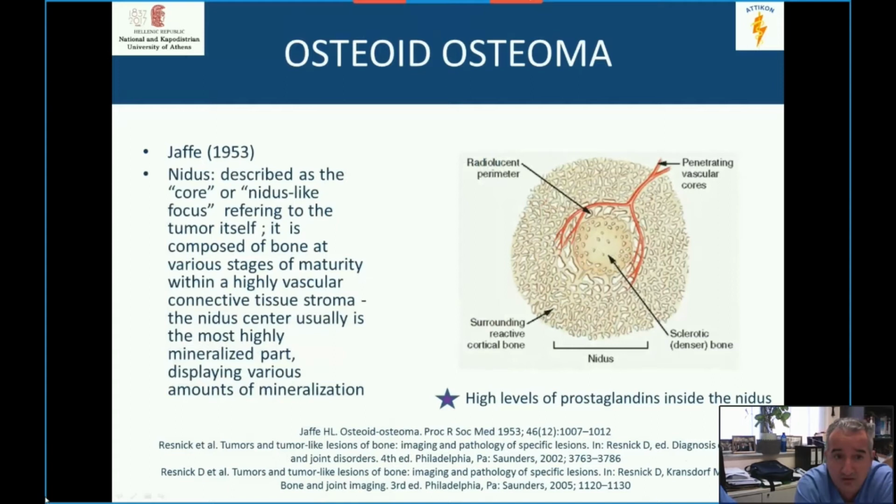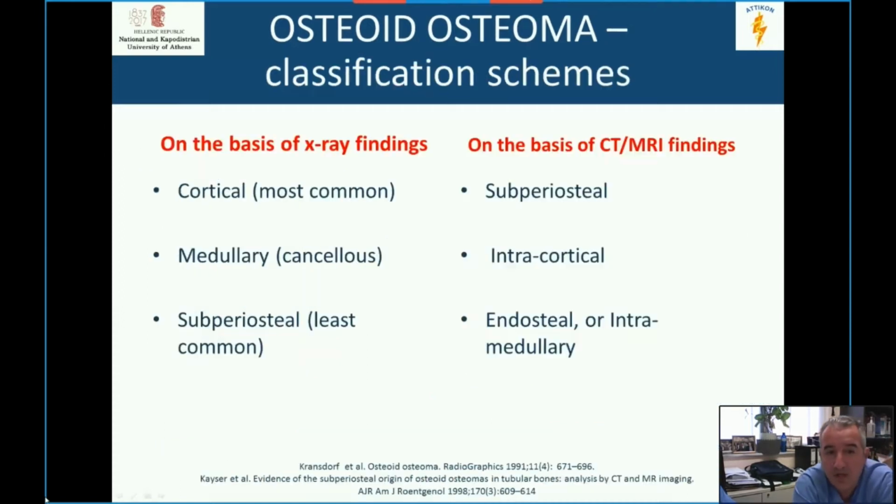The center of osteoid osteomas is called the nidus, and here you can find very high levels of prostaglandins, which are actually responsible for the whole inflammatory process that can be found in patients with osteoid osteoma. The nidus center is usually the most highly mineralized part, displaying various amounts of mineralization.